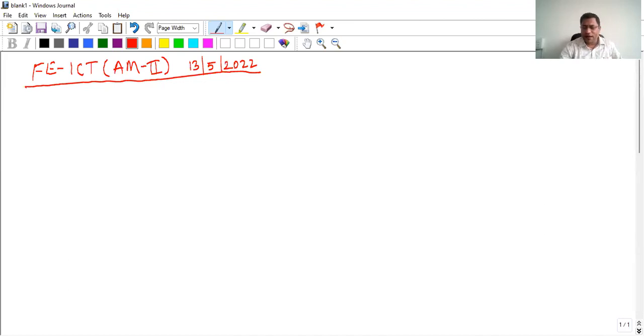Once we have the transcendental equation, what are the methods that can be applied? First of all, we'll try to understand Newton's method. This is also called the Newton-Raphson method. So we go with the numerical solution of transcendental equation.